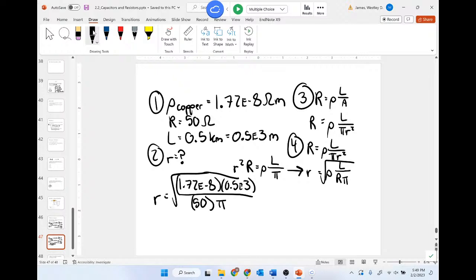So here's the technique. When I plug it into the calculator, I make certain what I'm plugging in looks identical to that. So I'm constantly looking up and down, checking what I wrote, checking that that's what I put on there. That's the beautiful thing about having one equation at the end. I can just look at my calculator, see, okay, yep, I got square root 1.72e-8 times 0.5e3 divided by 50 times pi, and I can just read off my calculator. It should look identical to that.